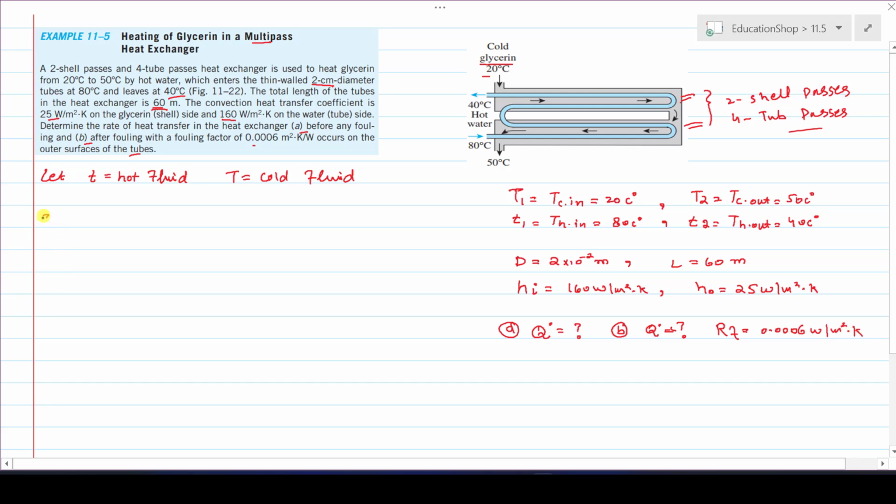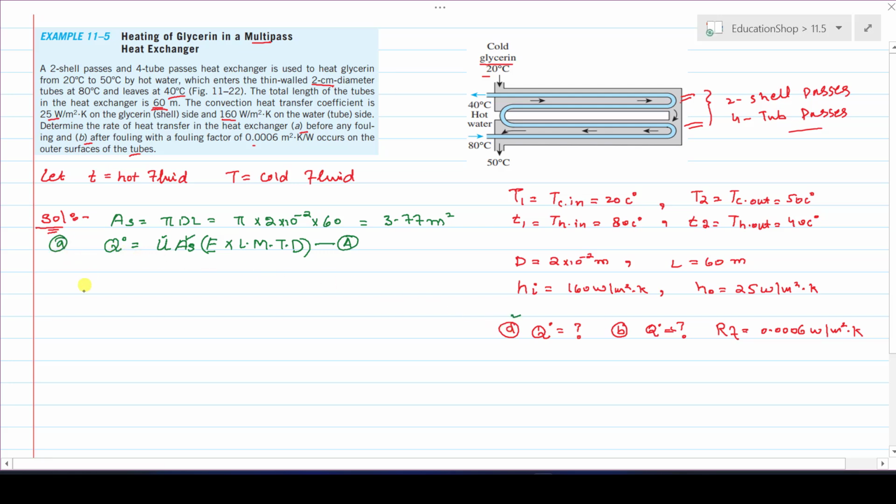Now let's come to the solution. The surface area of the tube is equal to πdL. Pi is a constant, the value of d is 2 × 10^-2, and the length is 60. Simply multiply and you get the surface area of the tube, 3.77 m². The rate of heat transfer is equal to the overall heat transfer coefficient times the surface area of the tube, times the correction factor, times the log mean temperature difference. The surface area is calculated; we still need to calculate the log mean temperature difference, find the correction factor, and then the overall heat transfer coefficient. When we multiply these together, you will get the heat transfer rate for the first case.